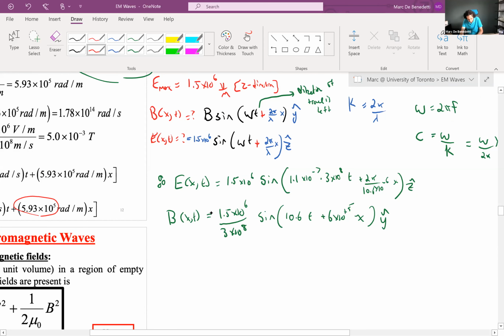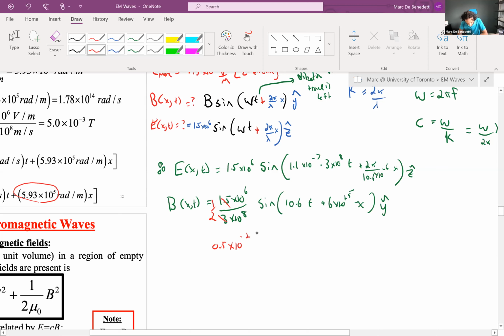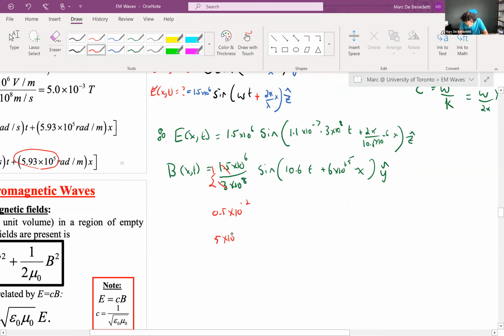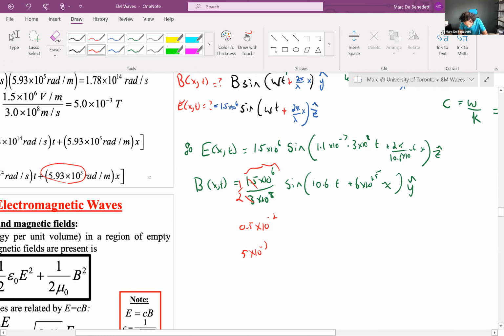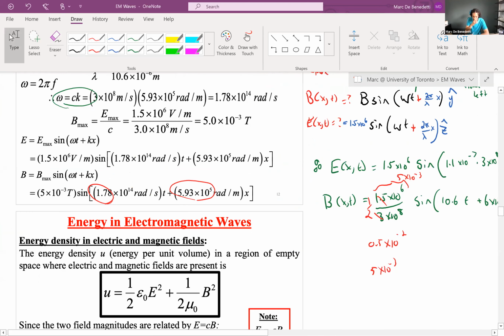Oh, I guess we never did this one here. That is going to be 1 over 2, and so 0.5 times 10 to the 6 minus 8 is going to be minus 2. So this is going to be 5 times 10 to the minus 3. So the coefficient there should be around 5 times 10 to the minus 3. Is that what they had? Yeah, they had 5 times 10 to the minus 3. So there you go.